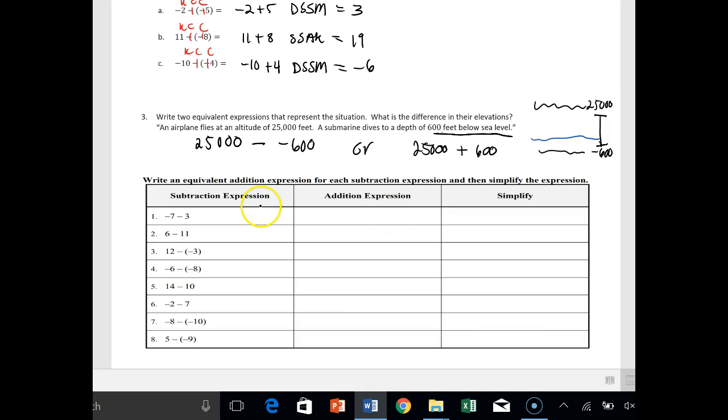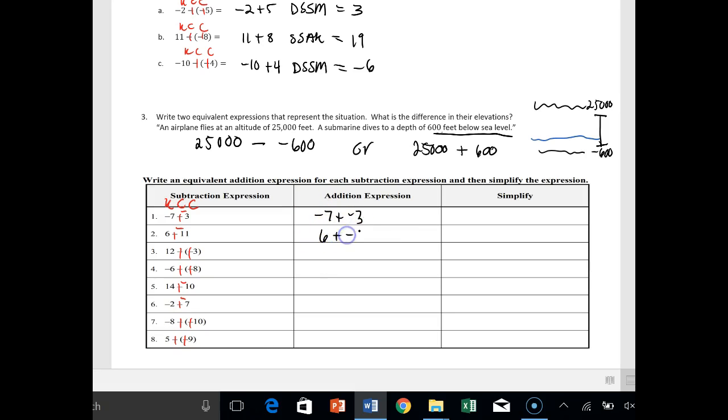The addition expression. So again, we're just going to do KCC the entire time. I'm just going to put this one time right here so you can see it, and then hopefully just take it all the way through. So this becomes negative 7 plus negative 3. 6 plus negative 11. Keep, change, change. Keep, change, change. Keep, change, change.